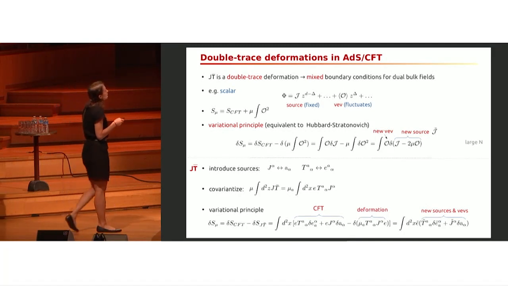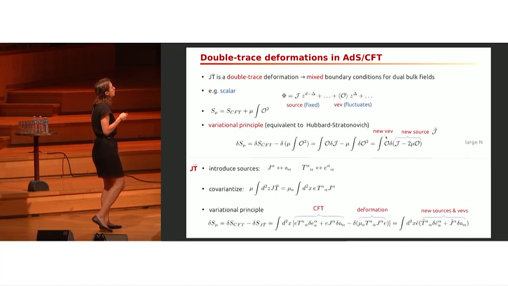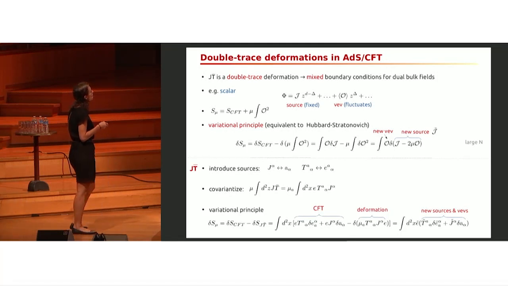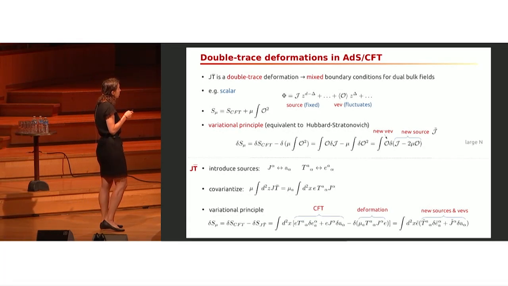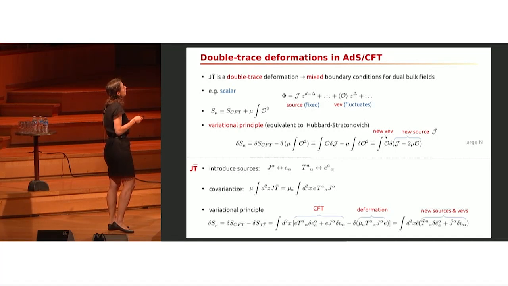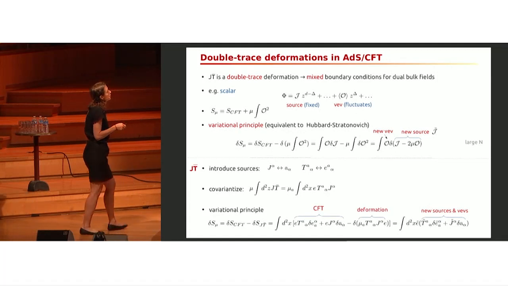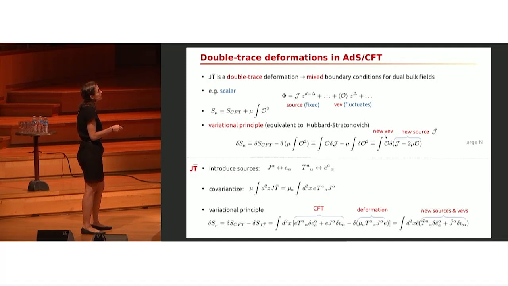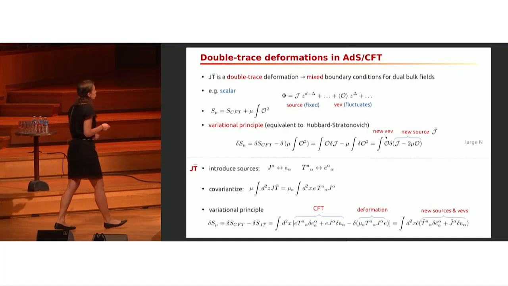Now, if you turn on a double trace deformation, you get mixed boundary conditions, and the simplest way to see that is by looking at the variational principle. So the variation of the deformed generating functional is the variation of the original CFT action minus the variation of this O squared double trace operator. So this guy is VEV times delta source, and this is just delta of O squared. And then you try to rewrite this thing as some new VEV times delta of a new source. And here the new source is just this. So you see, in the deformed theory it is this guy that you're keeping fixed, which in terms of the original bulk field means that you keep a linear combination of J and O fixed. So that's the usual story.